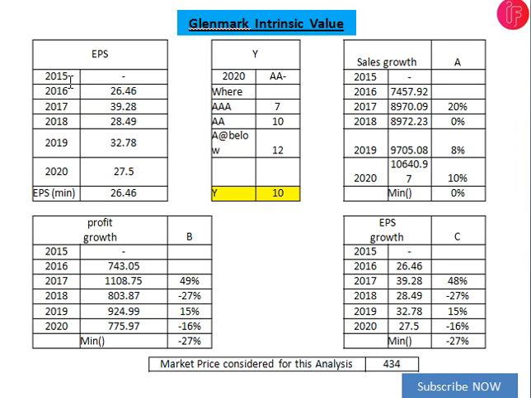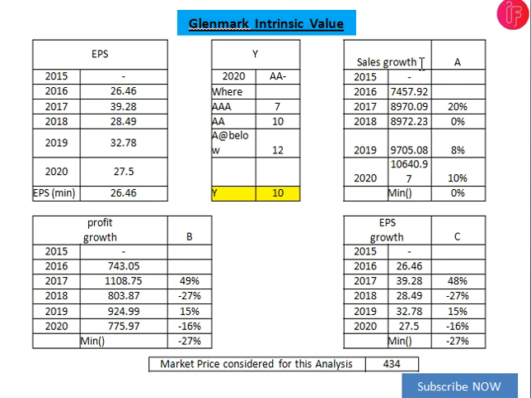One is the EPS. EPS we have taken for the last 5 years, out of which we have taken the minimum of 26.46 rupees for our calculation. The Y is the yield as per Benjamin Graham. We have to use 4, but based on Indian yield for the bonds, we have taken 7 for AAA, 10 for AA, and 12 for A. In this case, Glenmark rating is AA minus, hence we have taken 10.